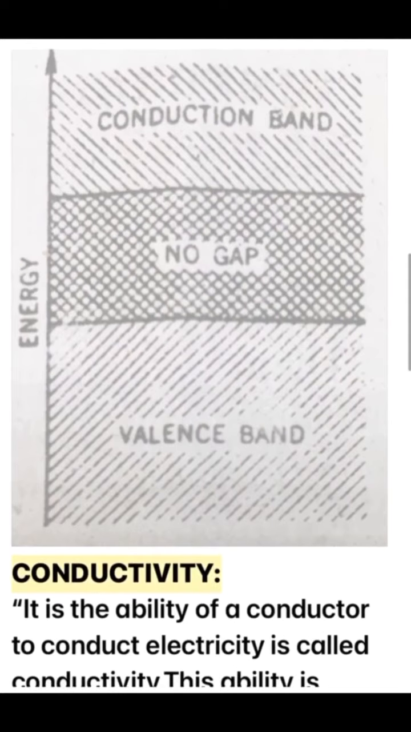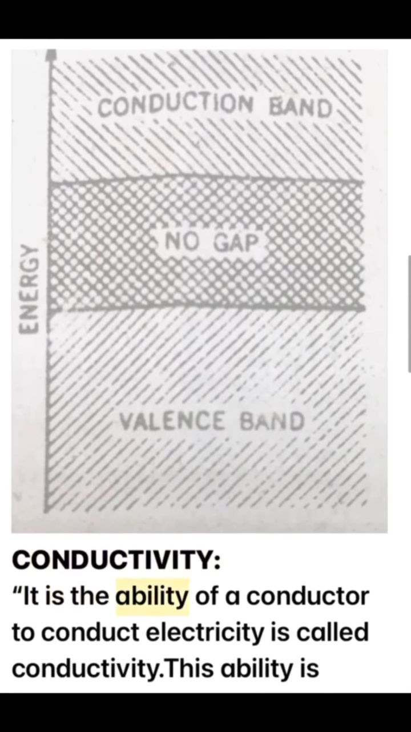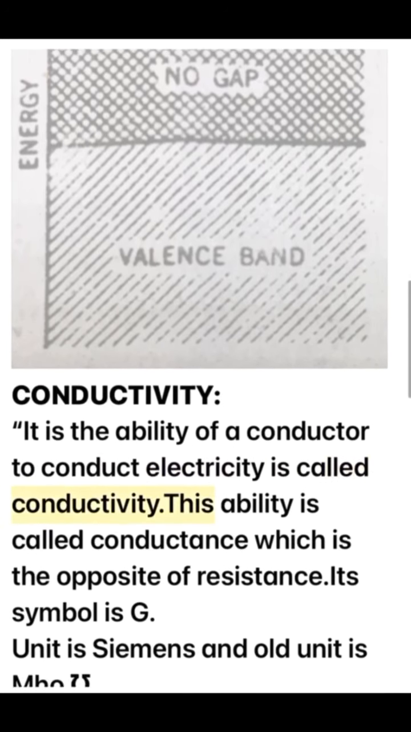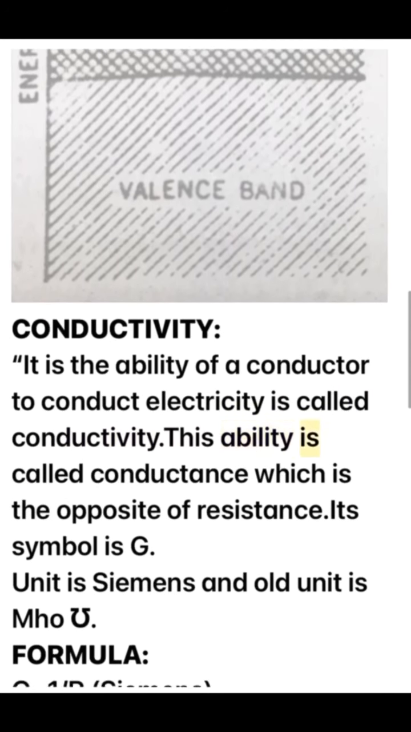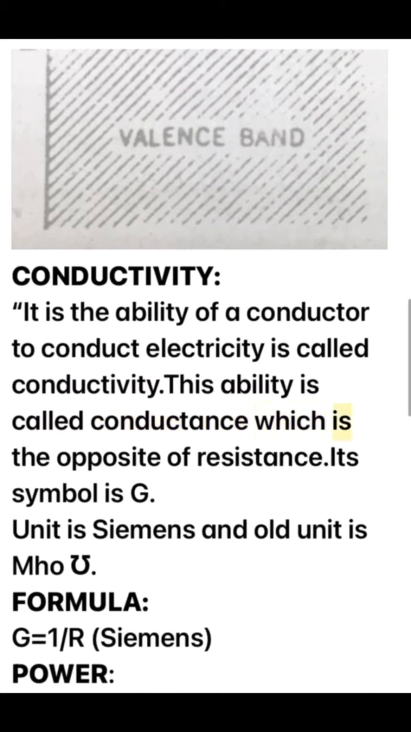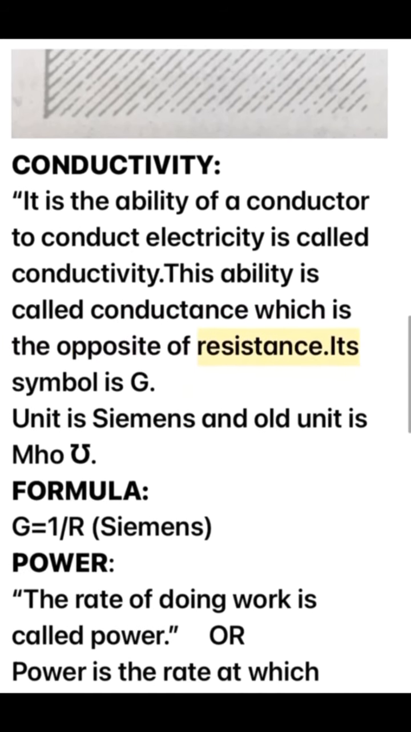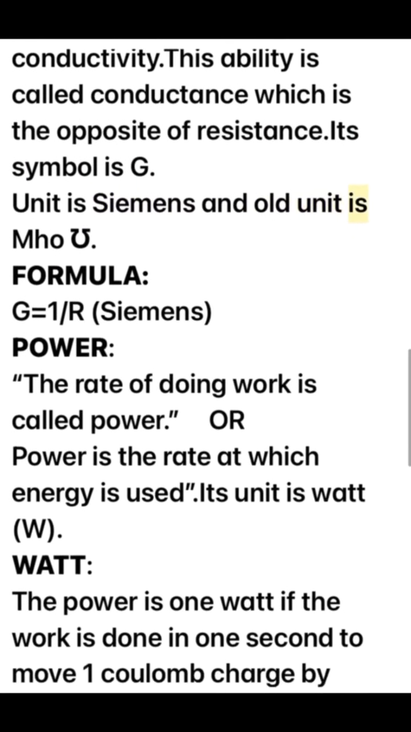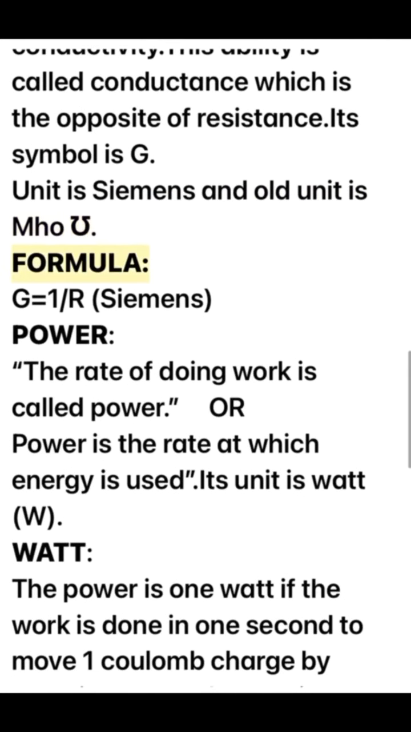Conductivity. The ability of a conductor to conduct electricity is called conductivity. This ability is called conductance, which is the opposite of resistance. Its symbol is G. Unit is Siemens and the old unit is mho. Formula: G equals 1/R, Siemens.